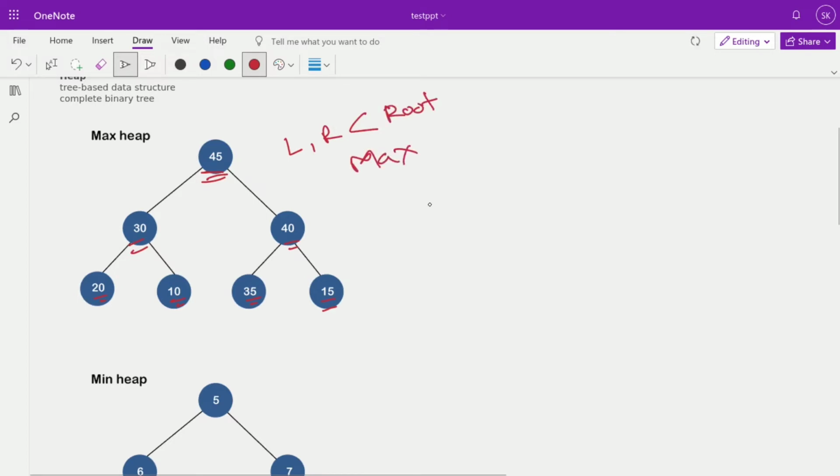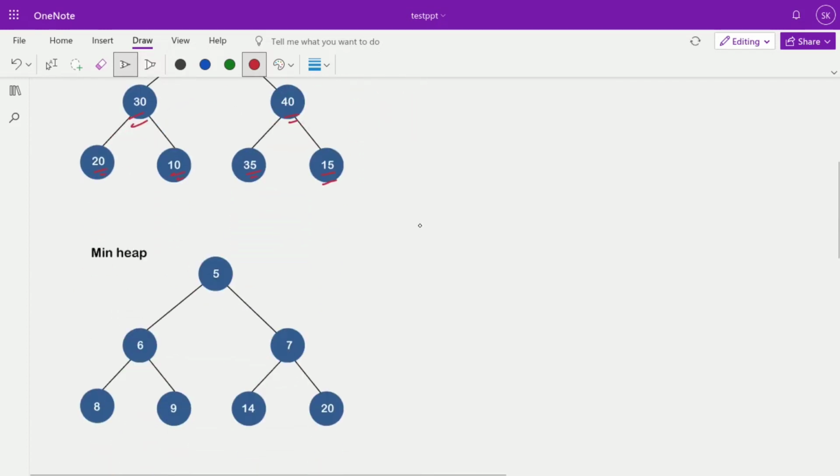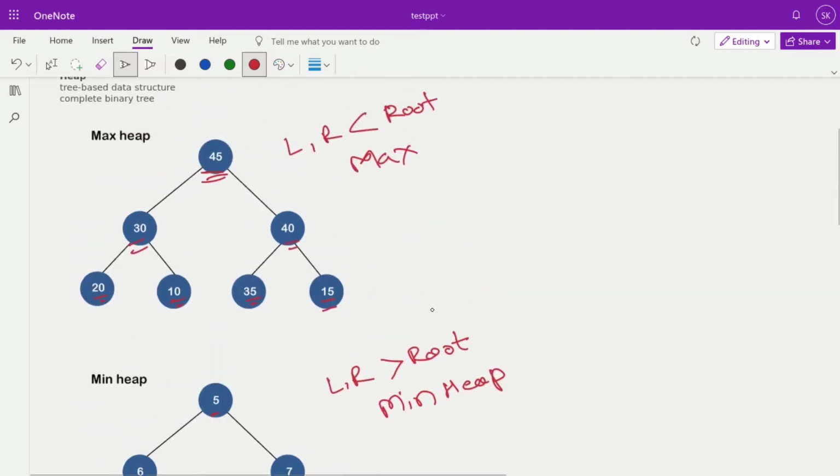In a min heap, the condition is reversed. Here the root is 6 and its children are 8 and 9, so the root is less than left and right. Left and right are always greater than the root element, and the root is the smallest element. That satisfies the min heap condition. Here 5 is less than 6 and 7. In the same way, 14 and 20 are greater than 7, so 7 is less than 14 and 20. That follows the min heap condition. This is the condition of a min heap and a max heap.